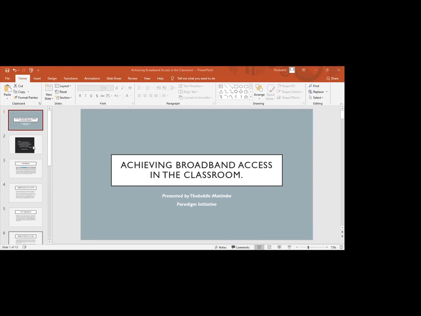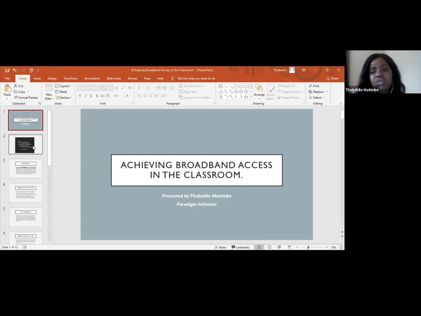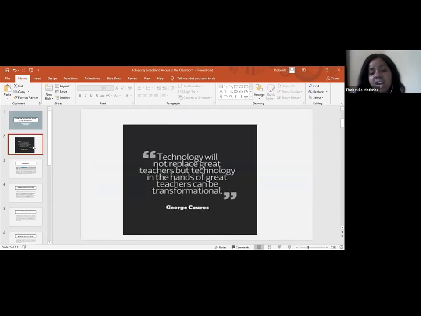I'm going to get right into it and start with an interesting quotation from George Couros, which says, "Technology will not replace great teachers, but technology in the hands of great teachers can be transformational." Technology in the hands of great teachers is going to be able to transform the world, transform the face of education, especially when we're looking at the African continent.